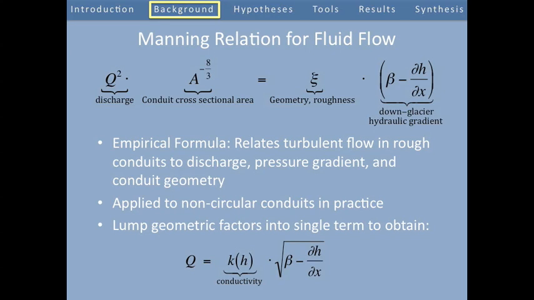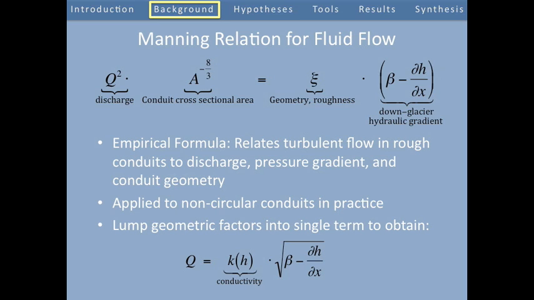Now that we have volume or mass conservation, I want to turn our attention to an empirical relationship between discharge, cross-sectional area, and down-glacier hydraulic gradient. This formula is known as the Manning formula, and strictly speaking, it has been tested for open channel, gravity-driven flow down a rough conduit. However, it has been shown to work in a variety of cases in physical settings as diverse as water flow over vegetated plains.